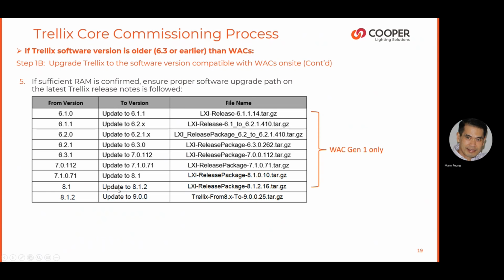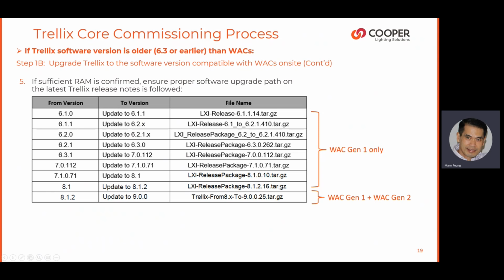One thing I want to mention is that Trellix version 8.1.2 or earlier is going to be compatible with WAC Gen 1 only. If you have WAC Gen 2, or a combination of WAC Gen 2 and WAC Gen 1 on site, then you need to update your Trellix Core server to the latest release version, which is 9.0.0.25, so that it will be compatible with WAC Gen 2.